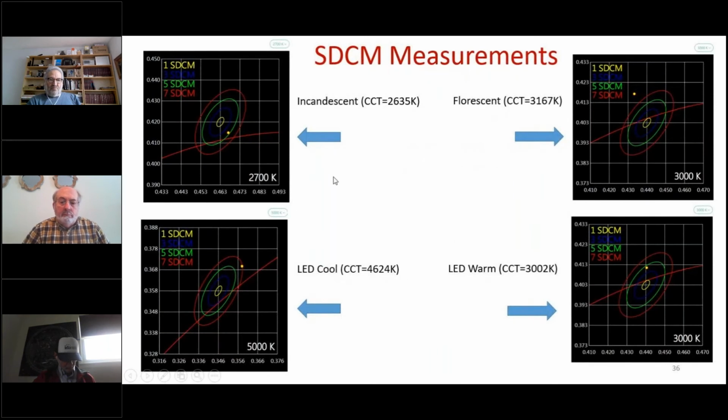So when we look at our measurements, you'll see that for the incandescent, it falls within the 5 Sdcm. So the differences are barely noticeable. So if you look at the incandescent light, you won't see color differences. For the fluorescent, it's lying outside of 7 SDCM, so you should be able to see color differences. For LED warm, it's within the 5 SDCM, so you won't see color differences. And for cool LED, it's on the 7 SDCM, so you should be able to see some color differences.